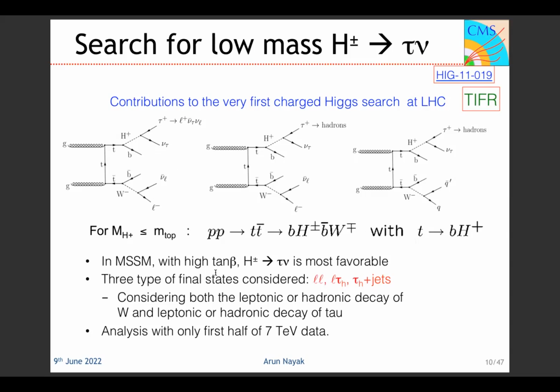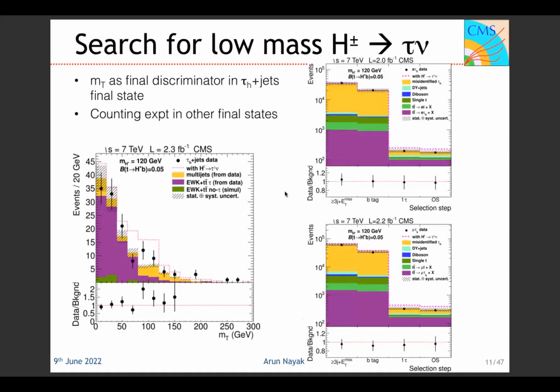Okay, and this was 7 TeV. Only half of the data of the 7 TeV was used in this paper. And with that, you can see here some plots. This was the tau plus jets channel, where you use the transverse mass distribution, combining the visible tau and the missing transverse energy. You reconstruct this transverse mass, which was used to fit to obtain the signal. And in the other case, the lepton and tau case, it was simply a counting experiment after the full selections, the number of events that you just count.